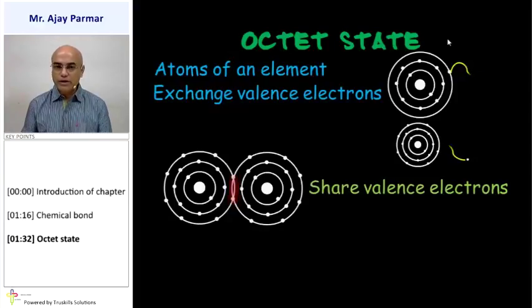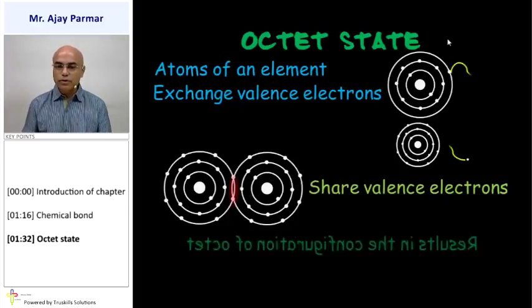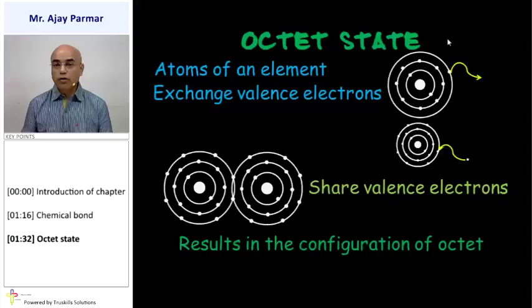In any of the cases, the tendency of the atom is to complete the outermost orbit. By doing so, it obtains the configuration of an octet. The word octet stands for the word 8, and that octet means that the outermost orbit or an orbital will have the 8 electrons, excepting in case of helium.